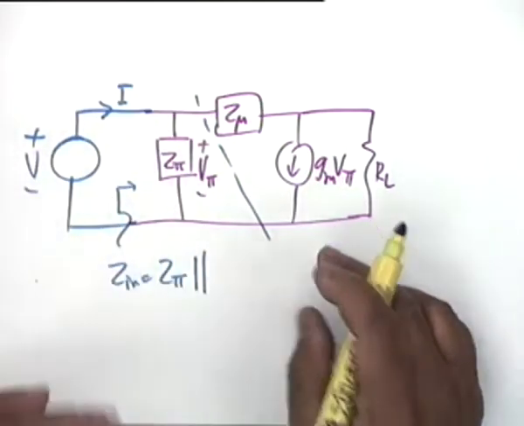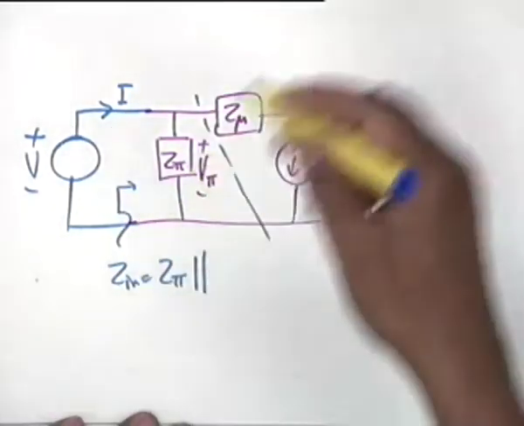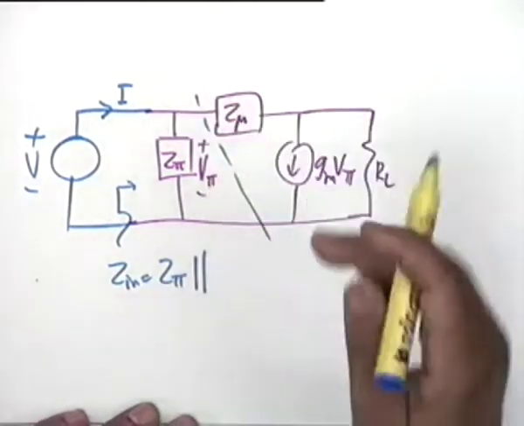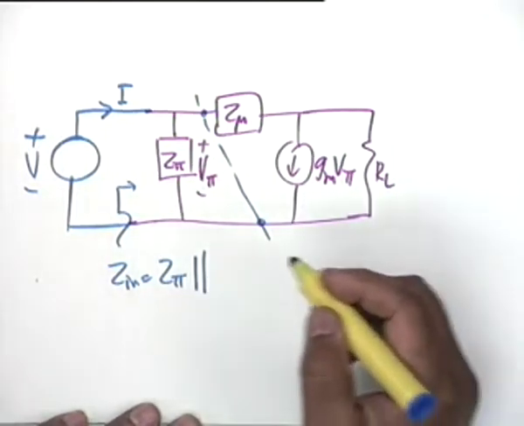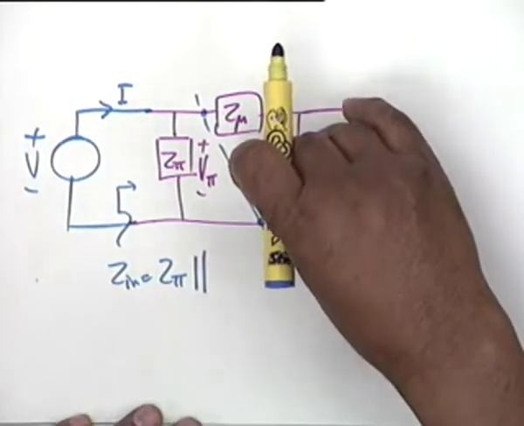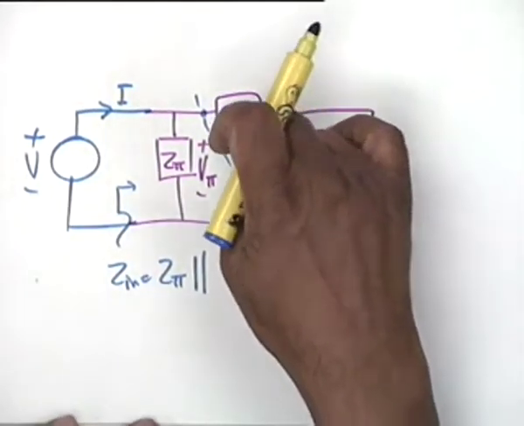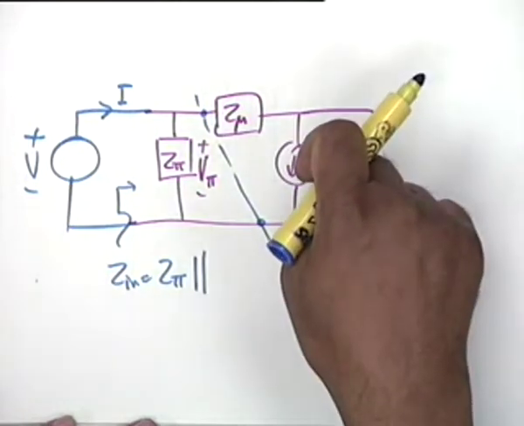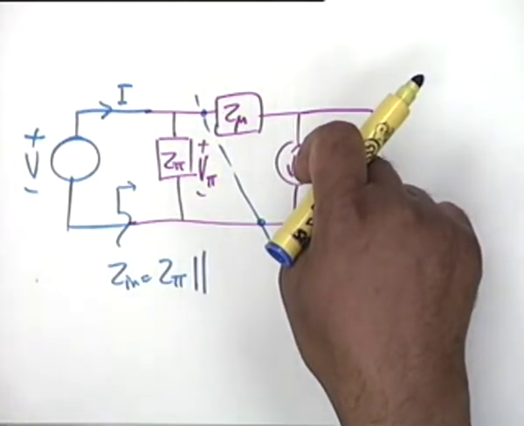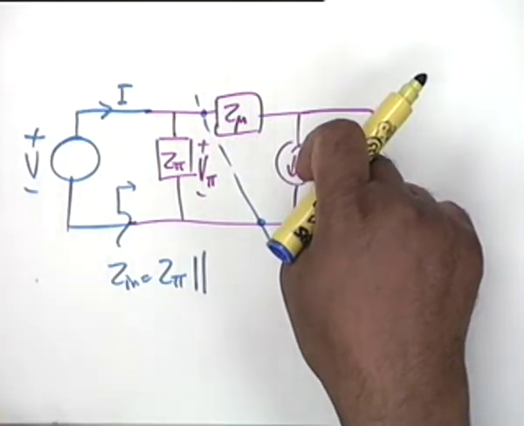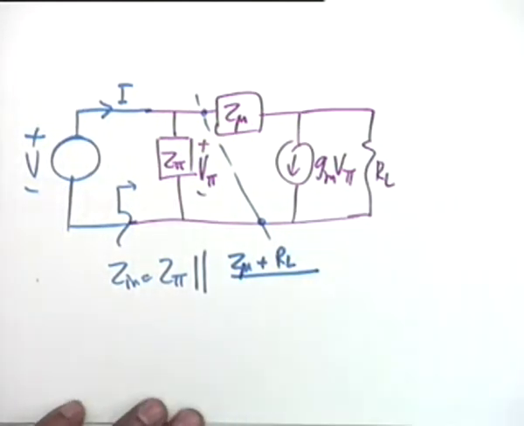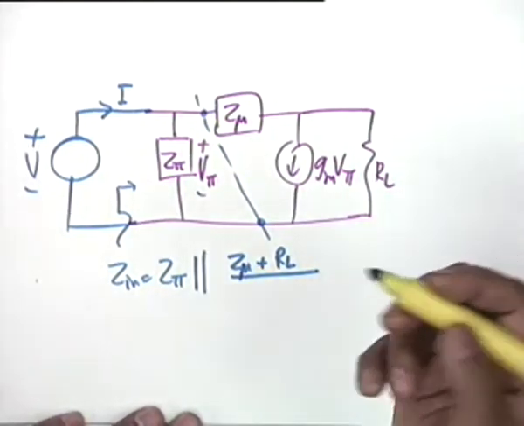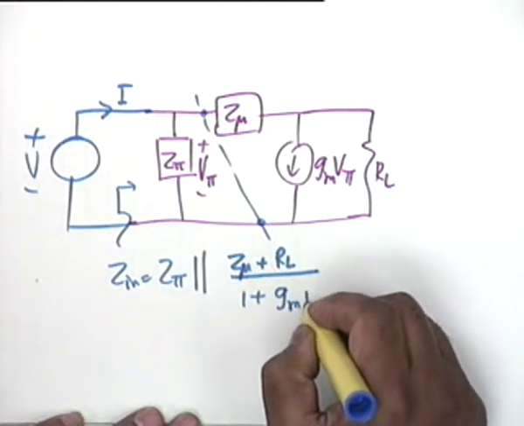Instead of writing an equation in which I equals V by Z pi plus something else, why don't you find out for this one? And this I have calculated earlier. And if you remember, if GM V pi was not there, then it should have been simply Z mu plus RL. If GM V pi is there, the whole thing is divided by 1 plus GM RL. Okay. Once you recognize this, life would be very simple in complicated calculations of high frequency 3 dB cutoff or even low frequency 3 dB cutoff. 1 plus GM RL.